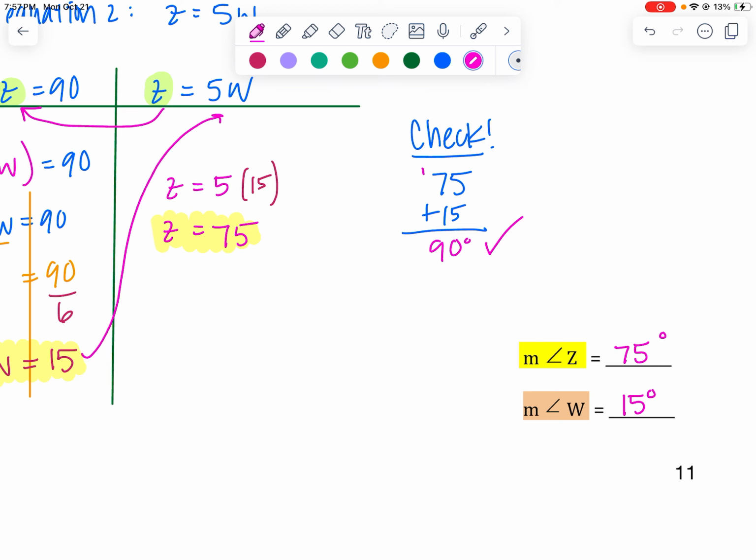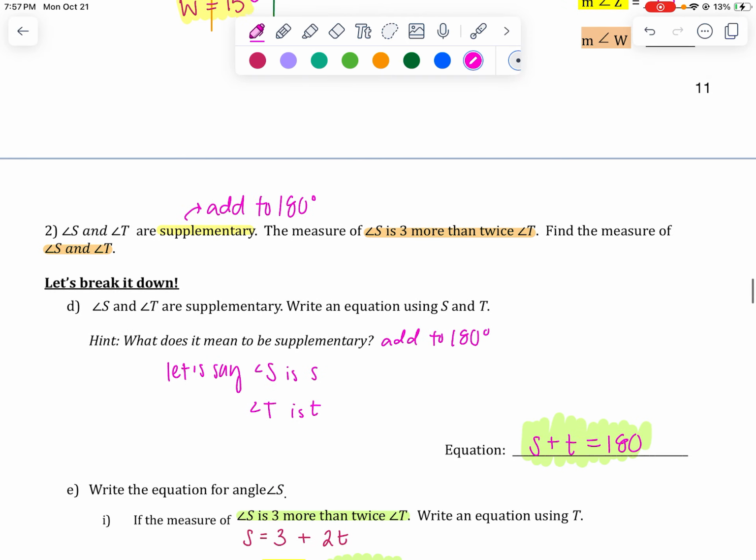All right, when you're ready, go ahead and turn the page, and let's go ahead and look at number 2.